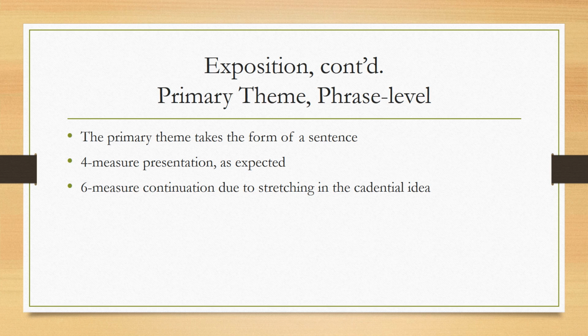On the phrase level, the primary theme takes the form of a sentence. So, as we would expect based on Kaplan's model, it contains a 4-measure presentation with 2 basic ideas, and then a 6-measure continuation, which is a little bit less conventional. Normally we would expect a 4-measure continuation, but it's 6 measures because there is some harmonic stretching that occurs within the cadential idea.